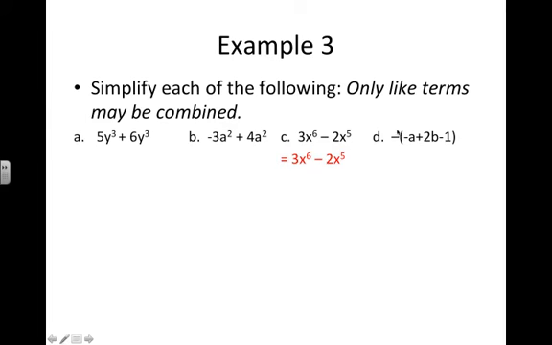So anytime you have a negative outside parentheses, it's going to get rid of it, and it's going to change the sign of everything inside the parentheses when you distribute it. So we're going to end up with positive a minus 2b plus 1.